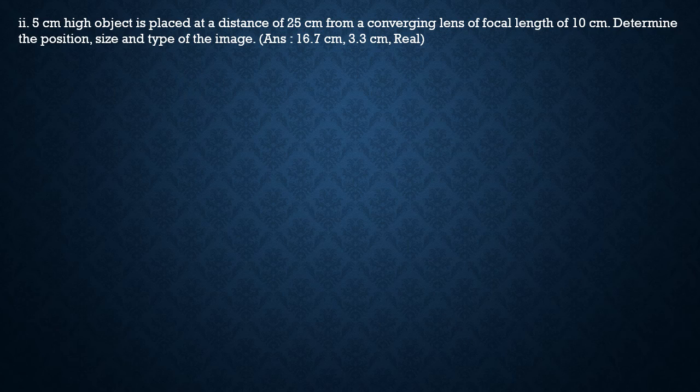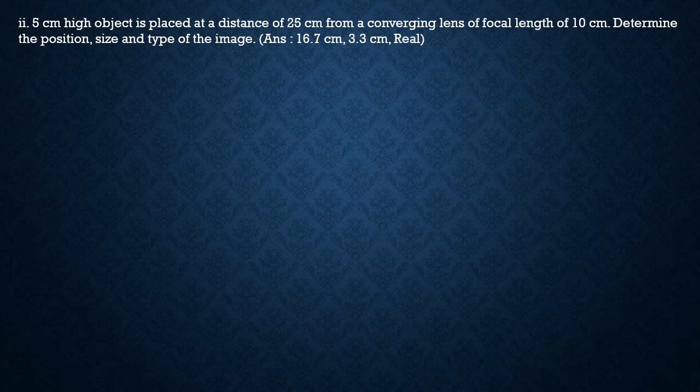I can understand the question first. What you are given, a 5 centimeter high object is placed at a distance. So what is the height of the object given? 5 centimeter. It is placed at a distance of 25 centimeter from the converging lens. Means it is kept at a distance of 25 centimeter. Means the distance of the object from the lens is given as 25 centimeter.